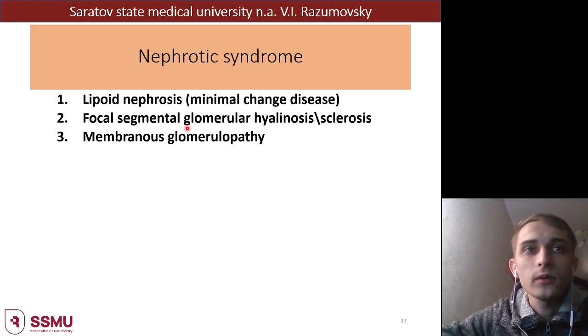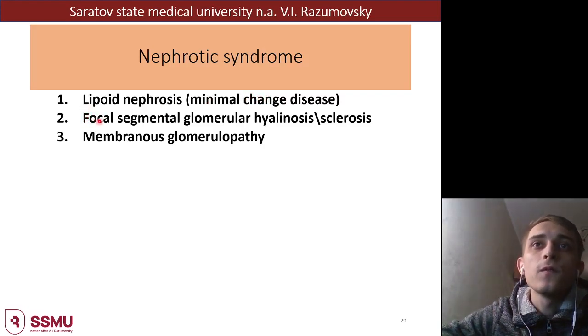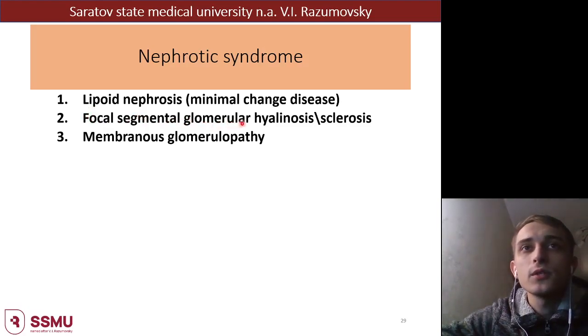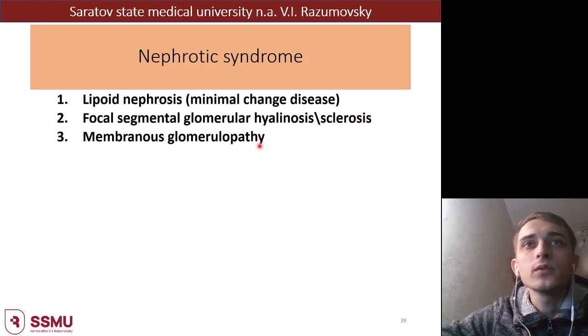The next pathological condition which we should discuss today is nephrotic syndrome. Nephrotic syndrome includes three components or three nosological forms. It may be associated with lipoid nephrosis or disease with minimal changes. It's the same name for this process. The second process is focal segmental glomerular sclerosis or glomerulohyalinosis. It's a closer definition. And the third one is membranous glomerulopathy.